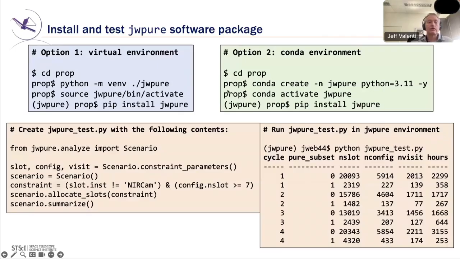And then once you've done that, you can just source in that directory, which now has a bin and an activate. You can just execute this source command, and it will put you in this virtual environment, and you'll have JWPure in parentheses before your prompt indicating that you're in that environment. And then you pip install JWPure from the Python package index, PyPI.